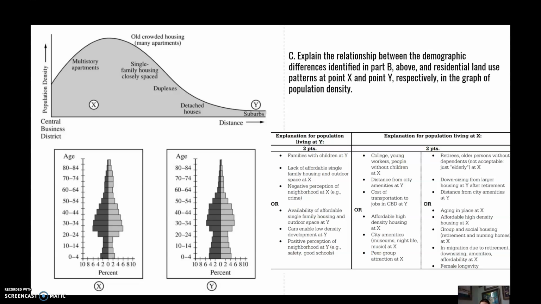Group and social housing, so a lot of retirement communities are closer into the CBD to be close to those hospitals and doctors. In migration due to retirement, downsizing, amenities, affordability at X. And guess what? We're lucky, girls live longer, and so that explains why there are more older women up in here, more older women living near the CBD because A, the elderly already move closer back into all those amenities, but B, girls live longer. Yeah, go us. So it all makes sense.